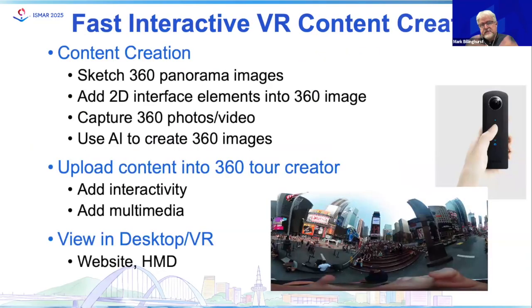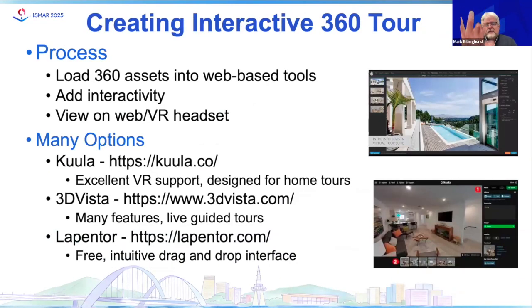And so, of course, first of all, you want to get some content. So one way to do that is to create some 360 images. And then with 360 images, either from photographs or from images you've drawn yourself or from AI images, it's very, very easy to upload those into a 360 tour creator and add interactivity and then view it on a desktop or on a head-mount display. So here's a number of applications that allow you to do that.